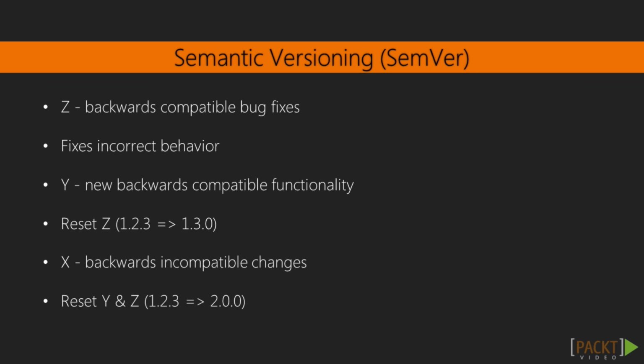Patch version Z must be incremented if only backwards compatible bug fixes are introduced. A bug fix is an internal change that fixes incorrect behavior. Minor version Y must be incremented if new backwards compatible functionality is introduced. Patch version must be set to 0 when minor version is incremented. Major version X must be incremented if any backwards incompatible changes are introduced. Patch and minor version numbers must be reset to 0 when major version is incremented.